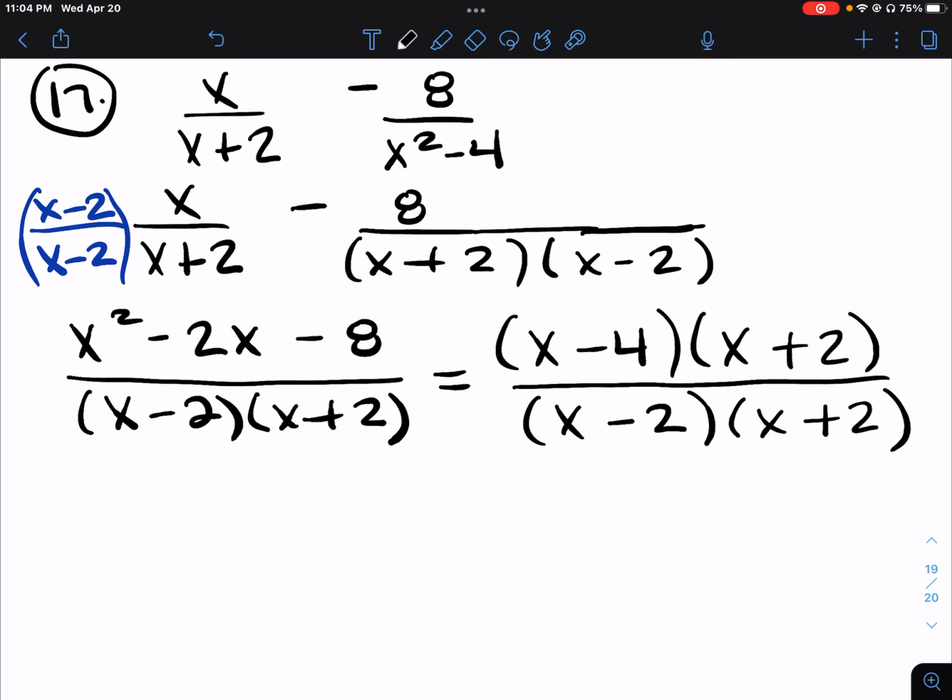A trinomial, multiply and add. Our x plus 2's divide out. And this is what we have left over.